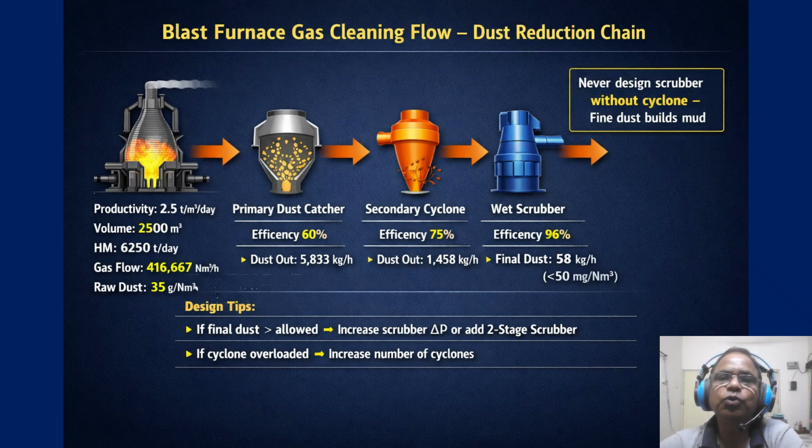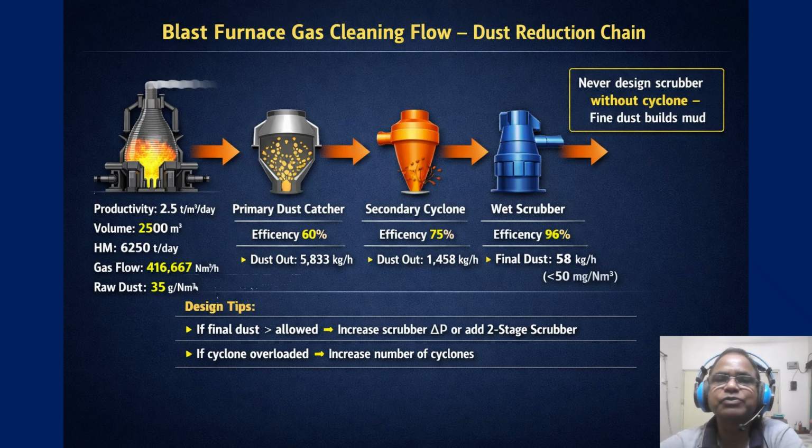So why do we need all three? Because no single device can do the whole job. Gravity settlers fail on the fine dust, cyclones fail on the submicron dust. Scrubbers are expensive and have high pressure drop. So you only send the remaining fine dust to them.